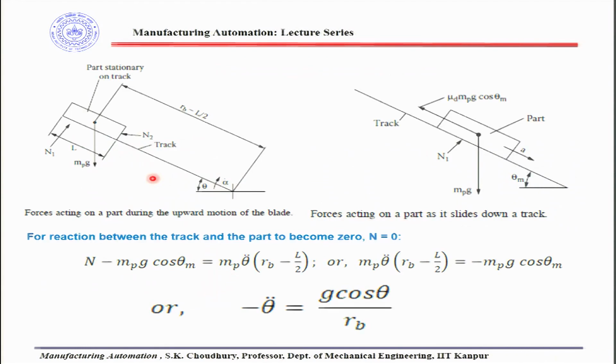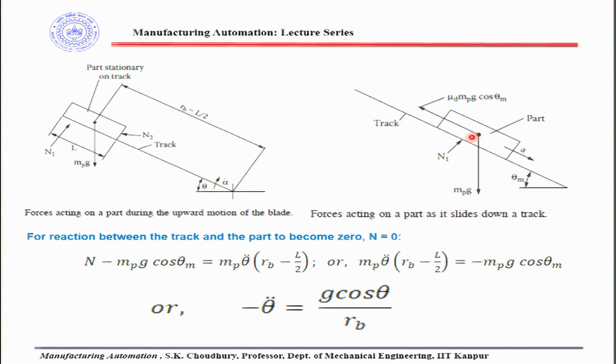Now this diagram we started looking at last time. This is when the part is located at the uppermost position of the track, and these are the forces which are acting. This is the mass of the part, and this is the reaction, that is the normal force imparted on the part, and this is Rb, the total length. The length of the part is capital L. So this length from here to here will be Rb minus L by 2, if we consider that this point is located at the middle of the part, and this is the angle of inclination of the blade or of the track.